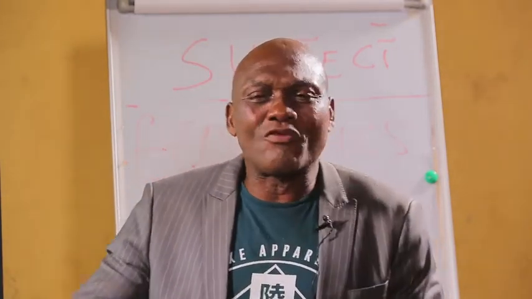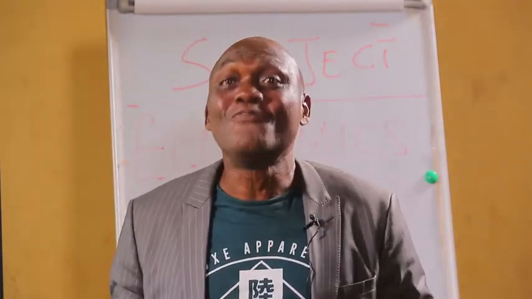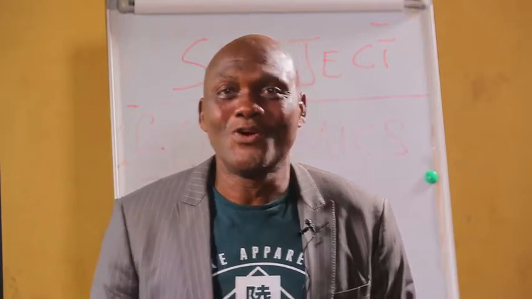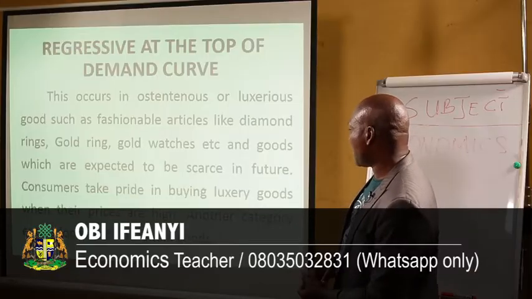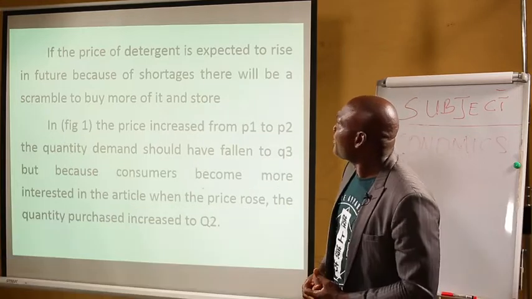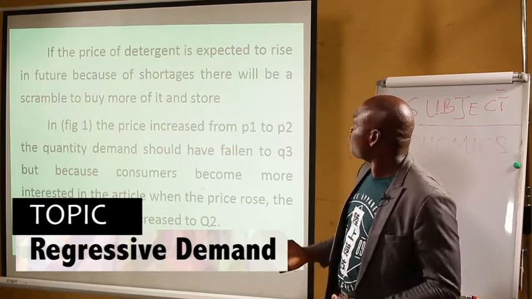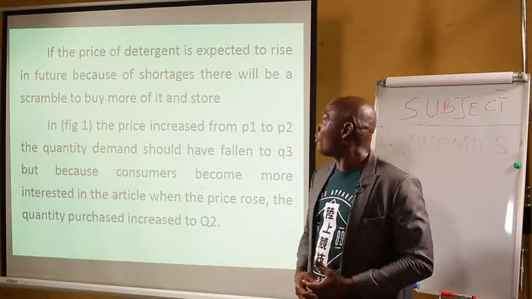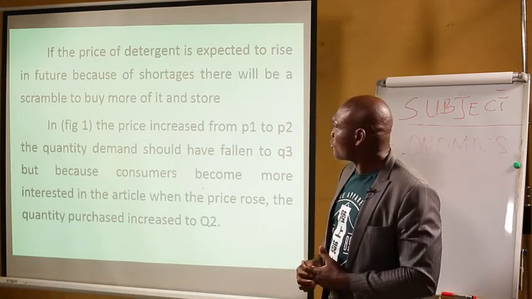But when the price of that gold falls, they say, no, do you think this one is a good gold? Because the price is very low. So they tend to buy more when the price is very high than when it is low. That is a luxury good. If the price of detergent is expected to rise in future because of shortages, there will be a scramble to buy one or more in order to store them.